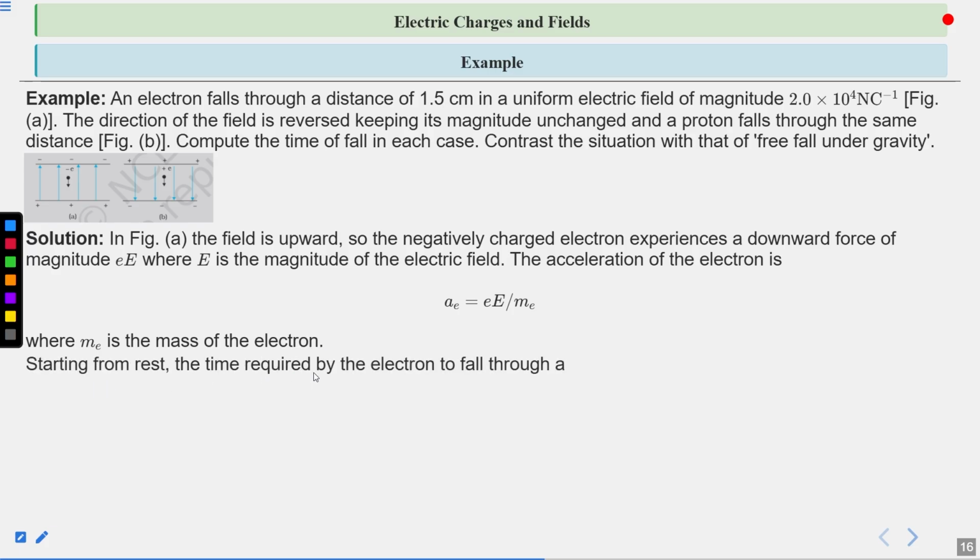Starting from rest, the time required by the electron to fall through h is given by te equal to under root 2h divided by ae. So substituting the value of ae, you will get under root 2h me divided by eE. This one.